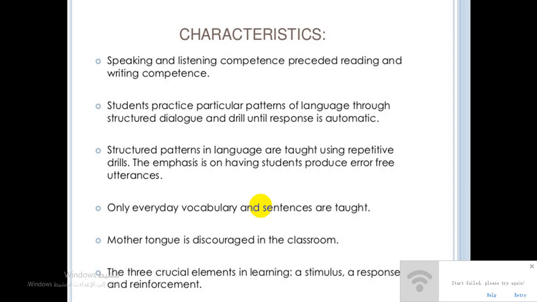Characteristics of the Audiolingual method are: speaking and listening competence precede reading and writing competence. Students practice particular patterns of language through structured dialogue and drill until response is automatic. Structured patterns in language are taught using repetitive drills. The emphasis is on having students produce error-free utterances. Only everyday vocabulary and sentences are taught. Mother tongue is discouraged in the classroom. The three crucial elements in learning are stimuli, a response, and reinforcement.